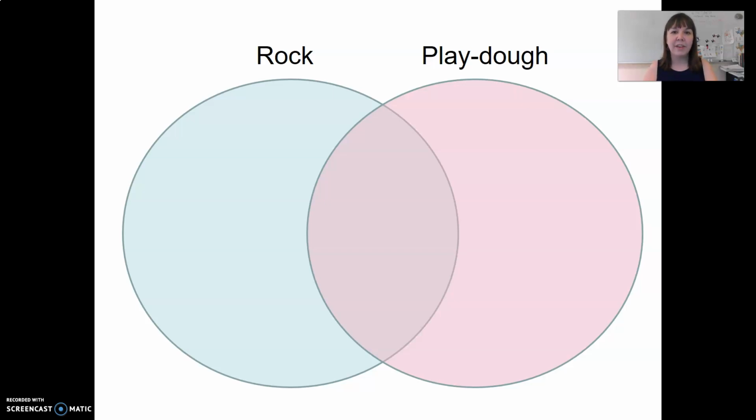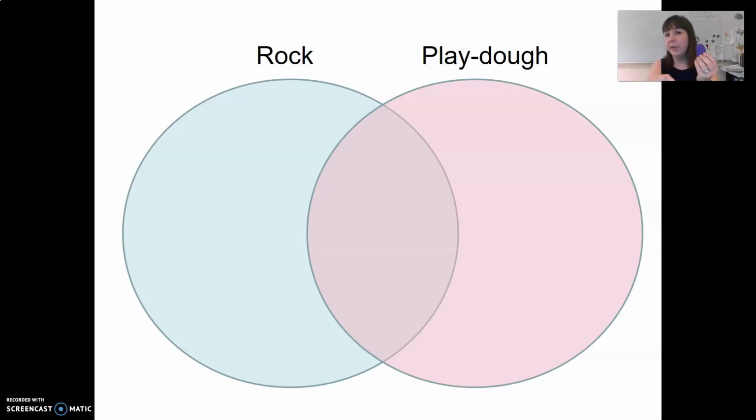So here I'm asking you to compare two things, rock and Play-Doh. You've seen these things before. You know some things about them. A rock is very hard. It keeps its shape. It has a definite shape, definite volume.